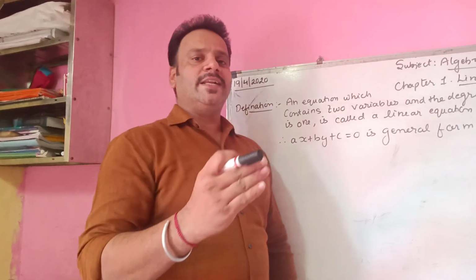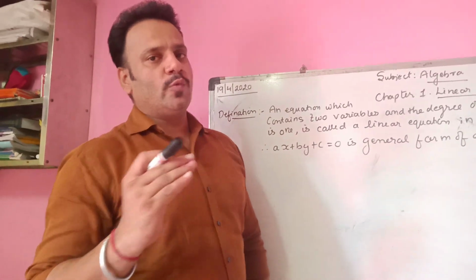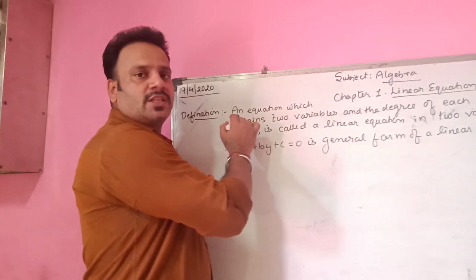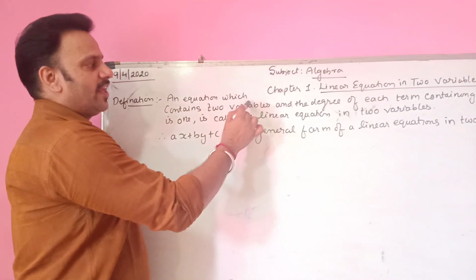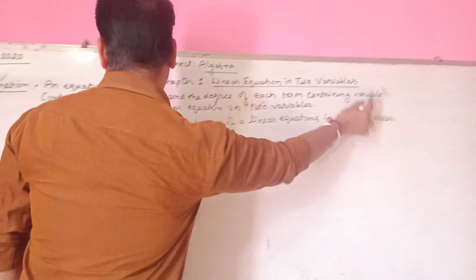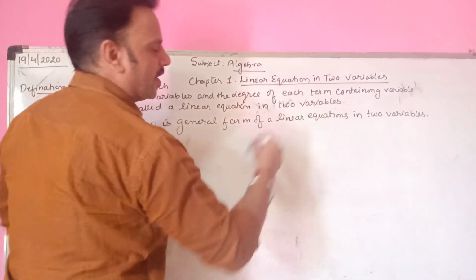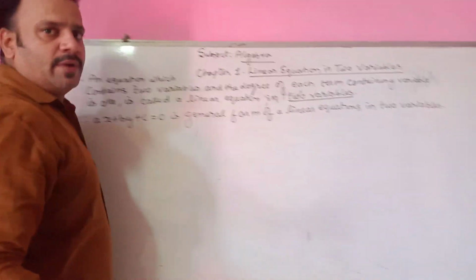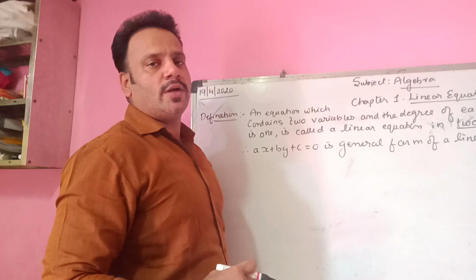So already we have studied in 9th standard what a linear equation in two variables means. The definition that I have mentioned on the board is: an equation which contains two variables, and the degree of each term containing variables is 1, is called a linear equation in two variables. Now listen here, I underline two variables. Variables means the alphabets in the equation.